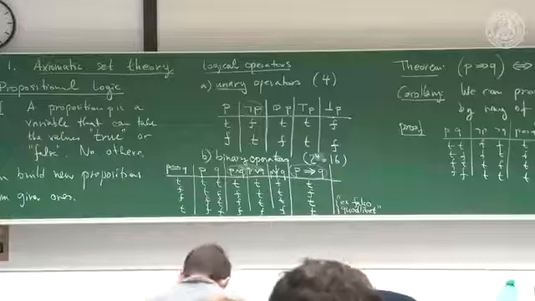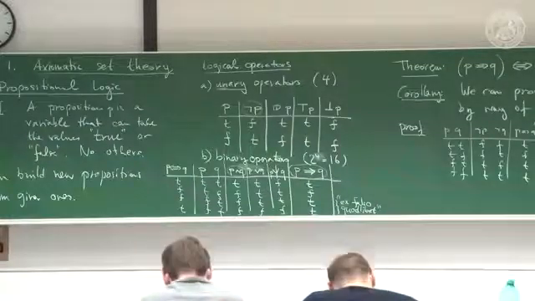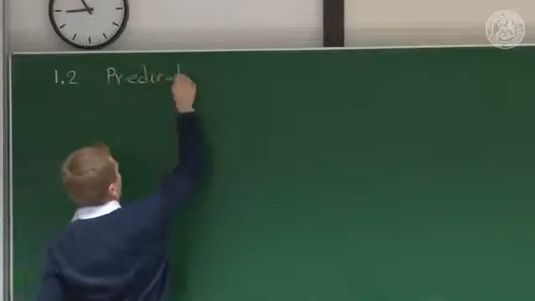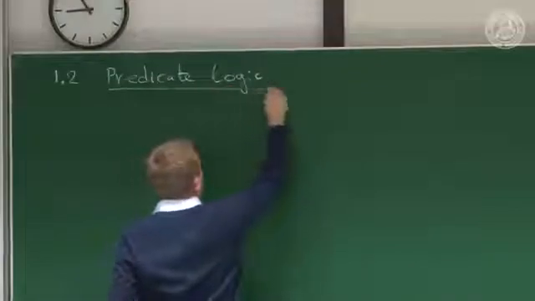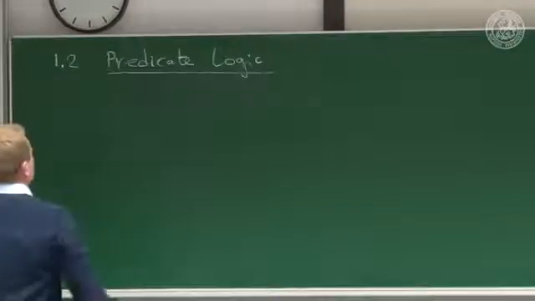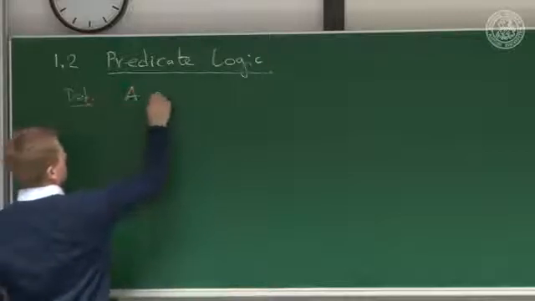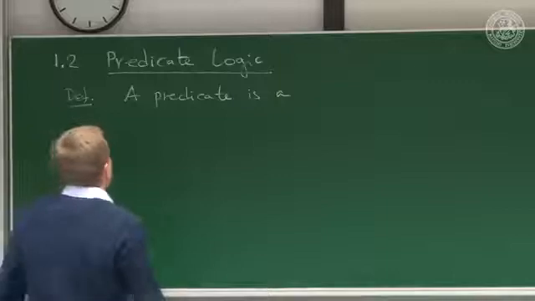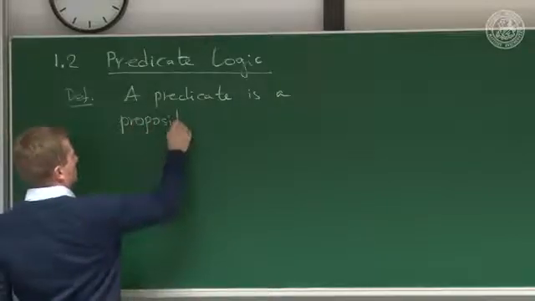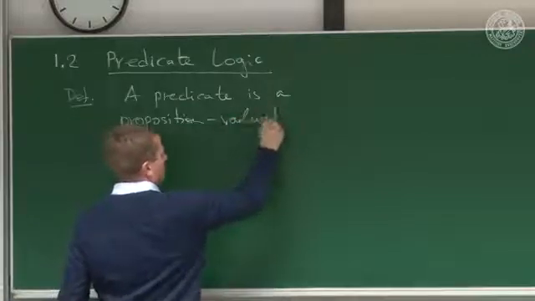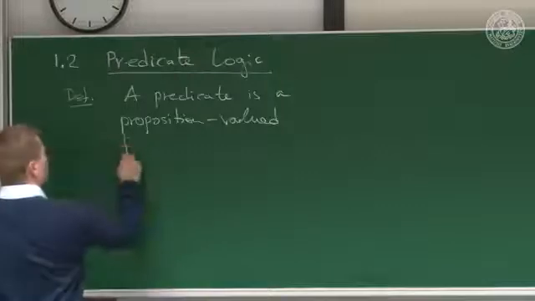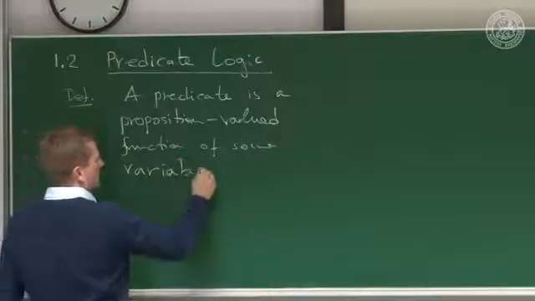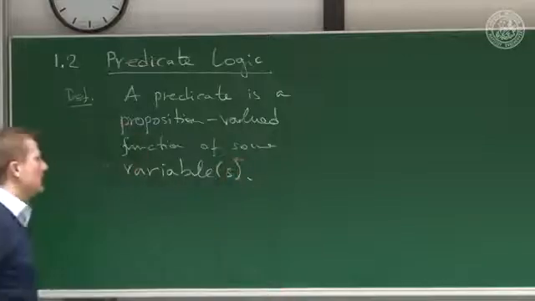So this was a very quick recap of propositional logic, and we'll proceed to predicate logic. So section 1.2, predicate logic. Definition. A predicate is what one might informally describe as a proposition valued function of some variable, or variables. Variable, because it could depend on several.